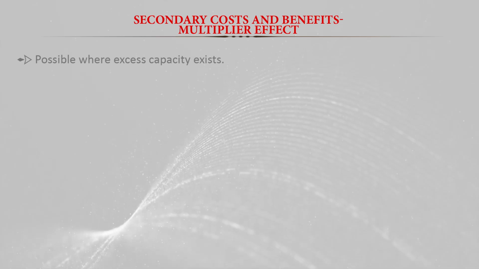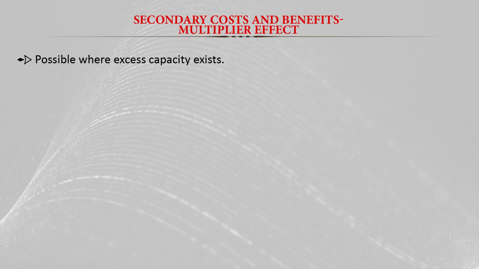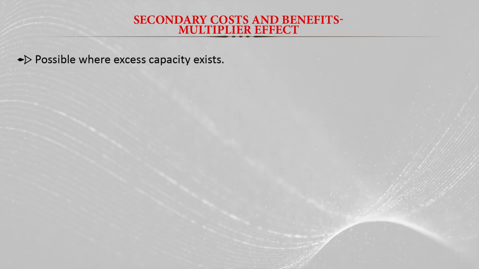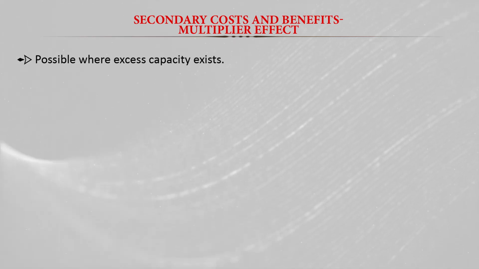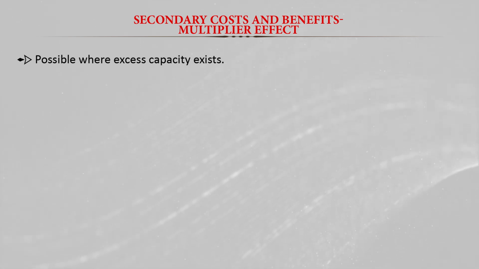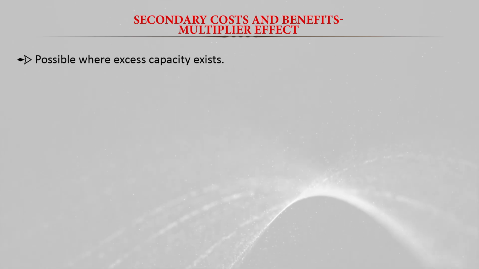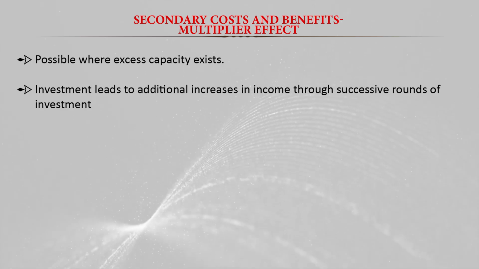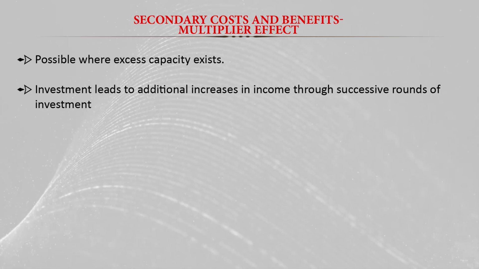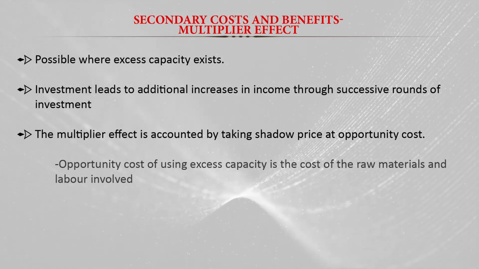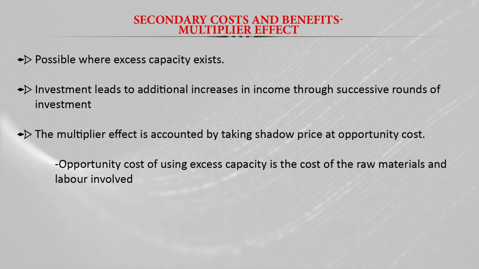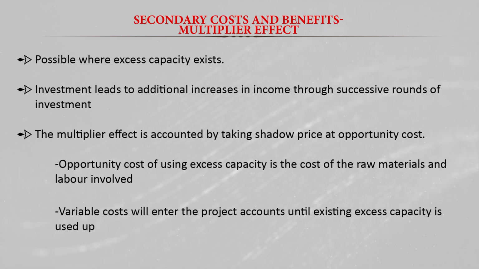Another kind of secondary cost and benefit is the multiplier effect, because when we create a new project, we sometimes create excess capacity, like creating a building. Even after the project duration is over, the building will be there, and that gives the excess capacity, and the production after the project is over may be called a multiplier effect. So investment leads to an additional increase in income through successive rounds of investment. The multiplier effect is accounted for by taking shadow prices as the opportunity cost. The opportunity cost of using excess capacity is the cost of the raw material and labor involved, and the variable cost will enter the project account until existing excess capacity is used up.